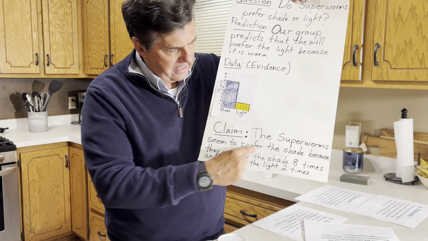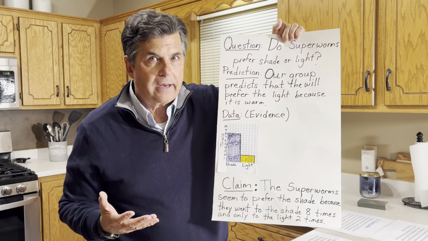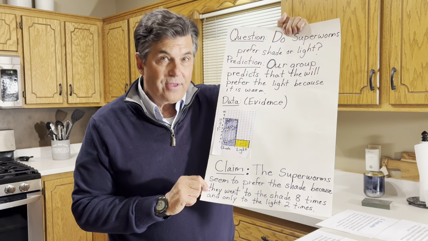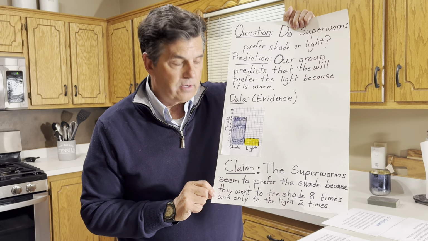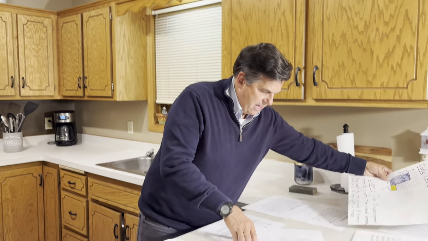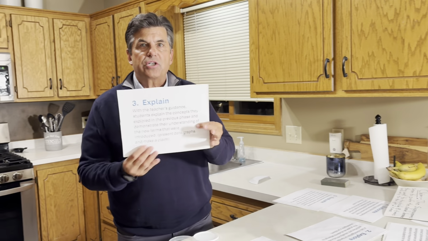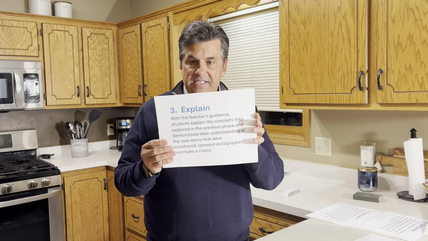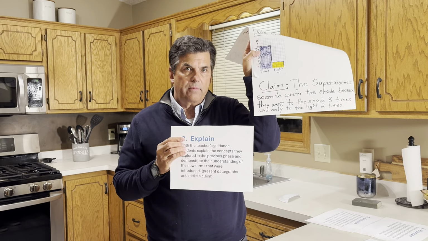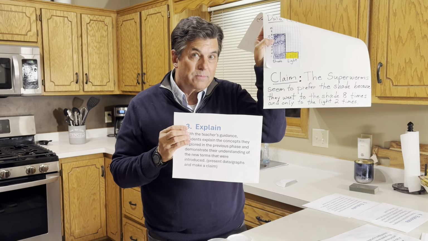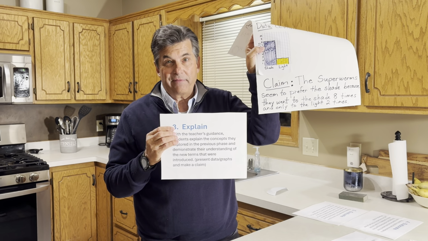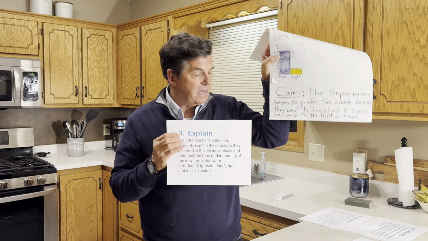Therefore, on their claim, we never say that their prediction was wrong, because the only wrong prediction is if you don't make one. But in their claim, they found out from their data that they seem to prefer the shade, okay? With that, they come back as a whole group. Each group is sharing out what they found in that explain phase, making the claim that the superworms preferred shade. You can talk about maybe why that was, what ideas they may have of why. We won't know for sure, but they may have some ideas.